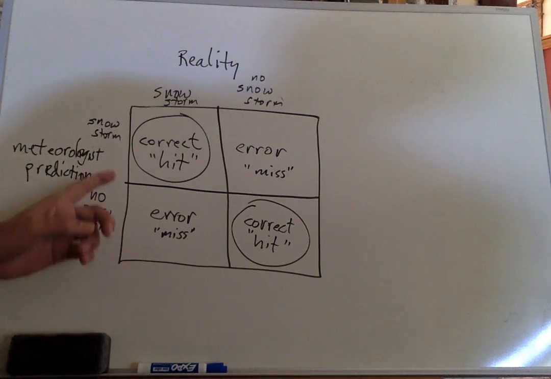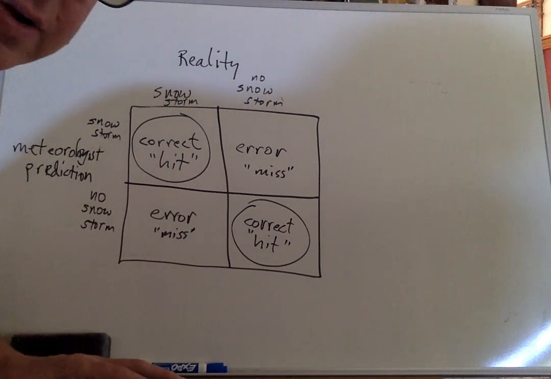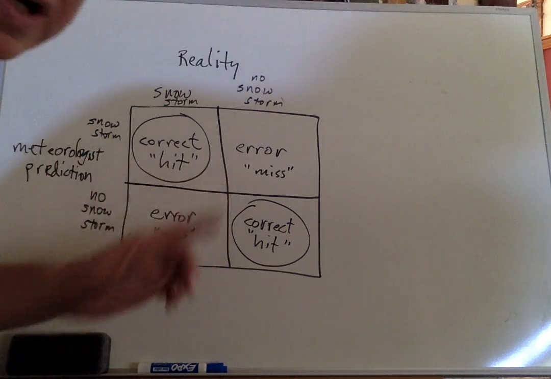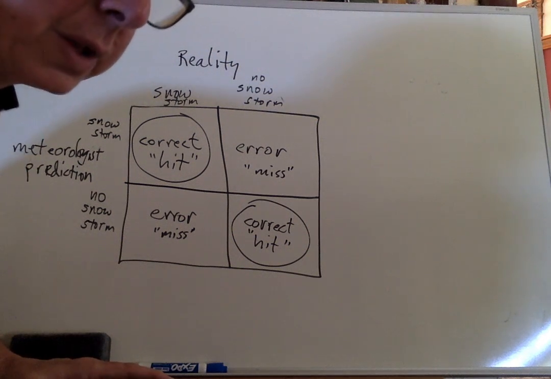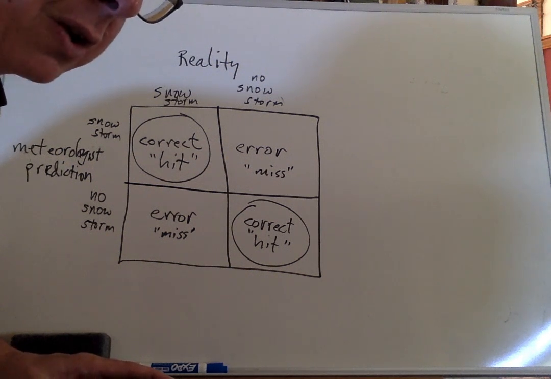Sometimes people will say, oh, they predicted a snowstorm and it never came. Oh my God, they predicted a snowstorm and it never came. All right, well, that's an error. I'm always amazed at how accurate weather predictions are for the most part.